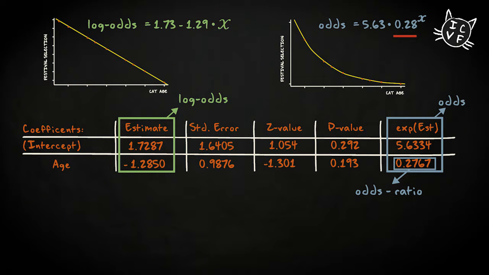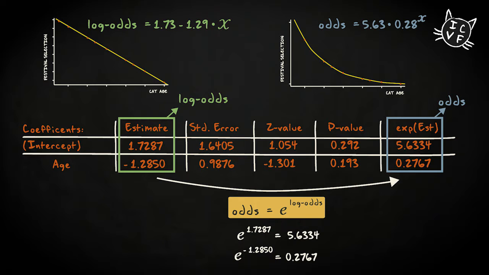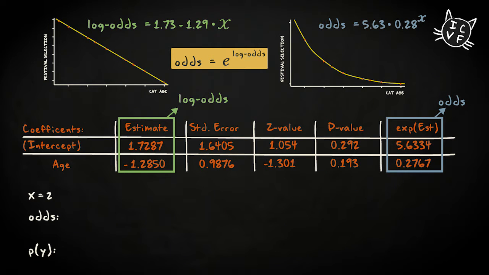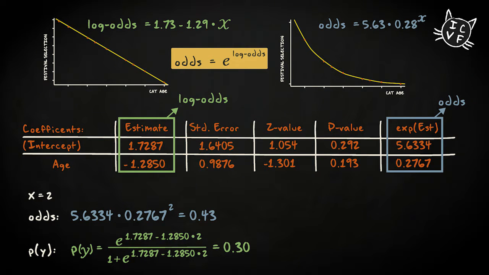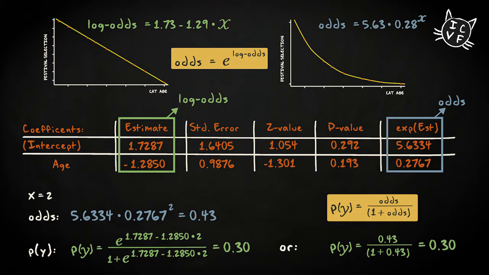If the odds are not reported, we can calculate them from the log odds by raising e to the power of the log odds. We can manually calculate odds and probabilities at particular ages, for example at age 2, by using the exponential or logistic function. If you find the logistic function hard to work with, you can also calculate the probability by dividing the odds by 1 plus the odds.